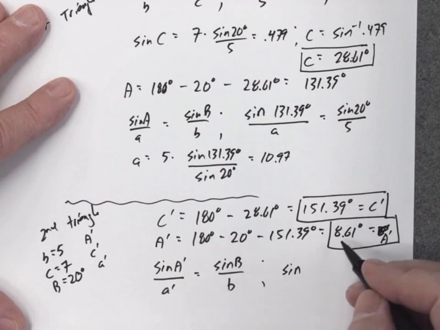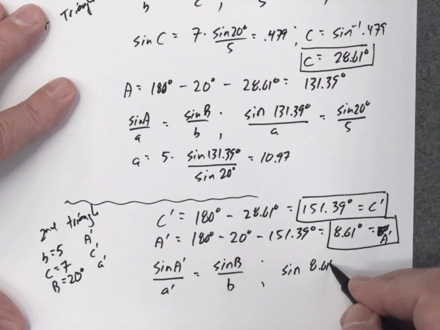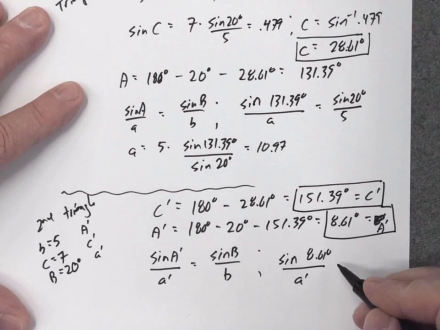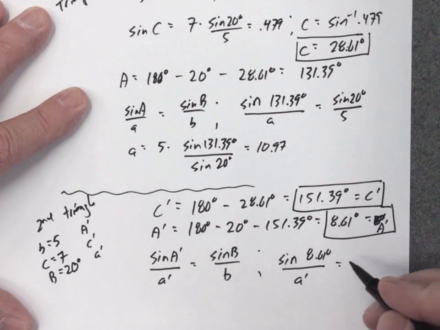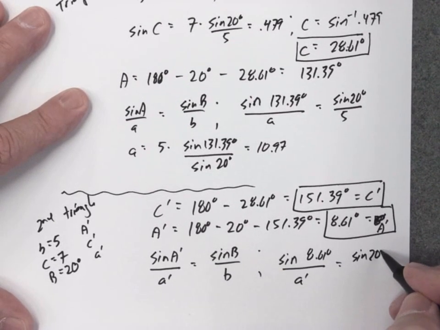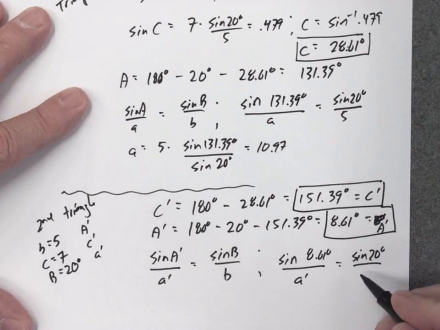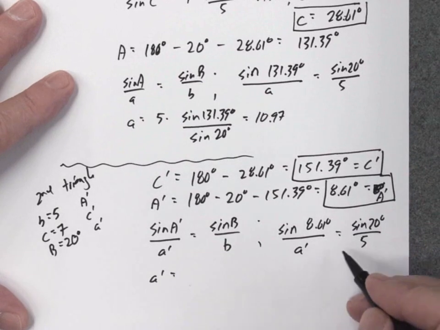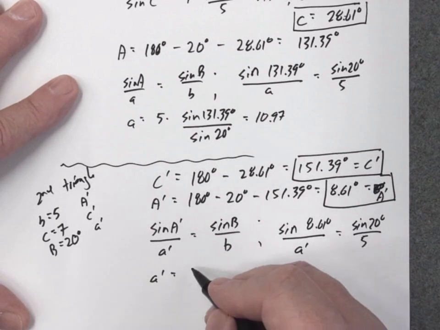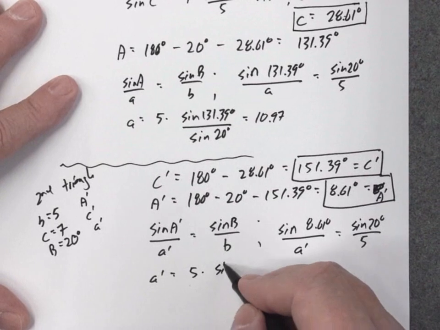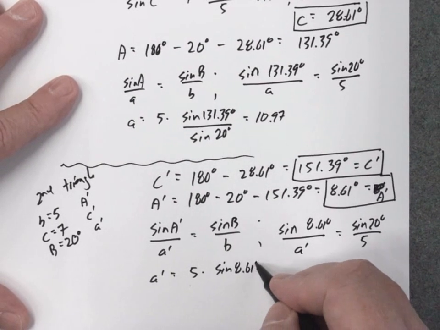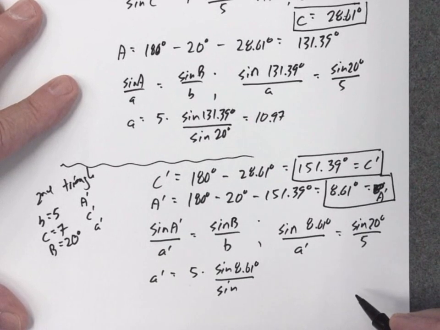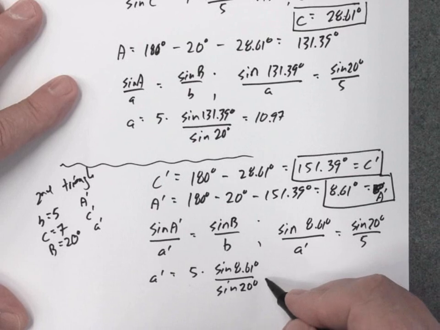So the sine of A of my second triangle is 8.61 degrees. I don't know the length of side A. I know for my second triangle, B is going to still be 20 degrees. And side B is still going to be 5. So now my new side A is going to be 5 times the sine of 8.61 degrees over the sine of 20 degrees.